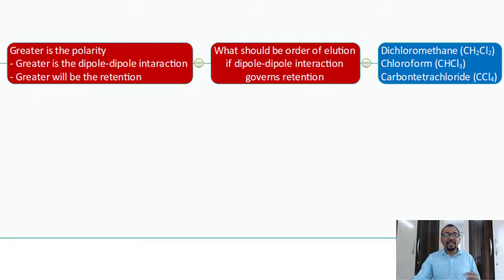For example, you have dichloromethane, chloroform, and carbon tetrachloride. Amongst these three compounds, which has more polarity? You will understand that dichloromethane is the more polar one as compared to chloroform, and then comes carbon tetrachloride. In the decreasing order of polarity, carbon tetrachloride is the least polar, or highly non-polar, and dichloromethane is the most polar amongst all three compounds.